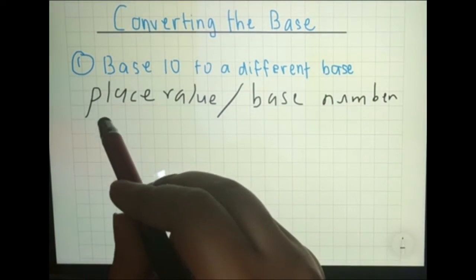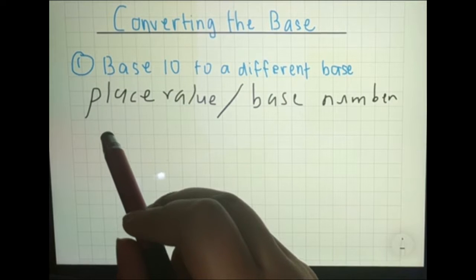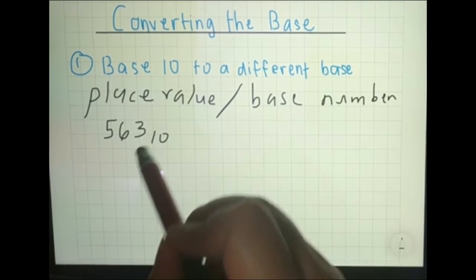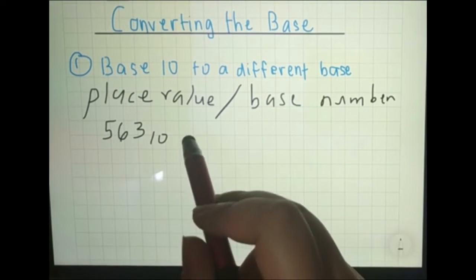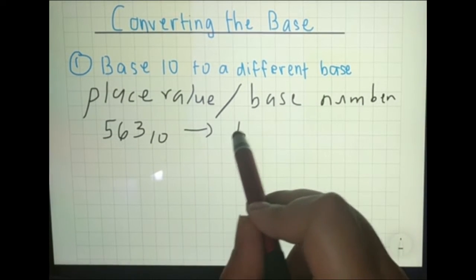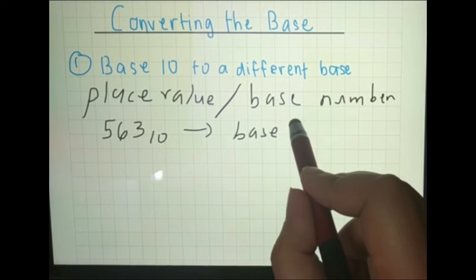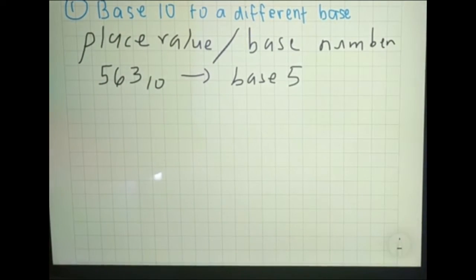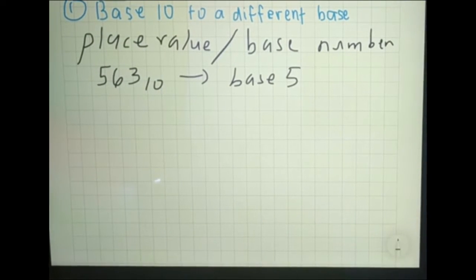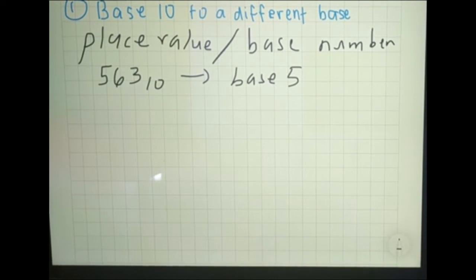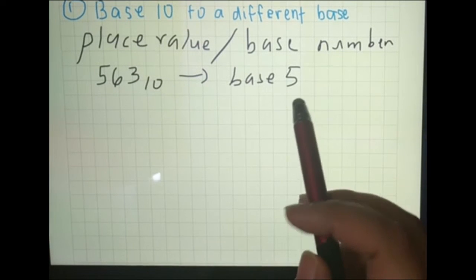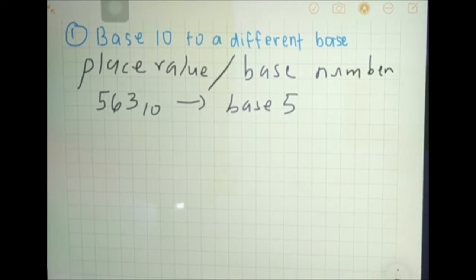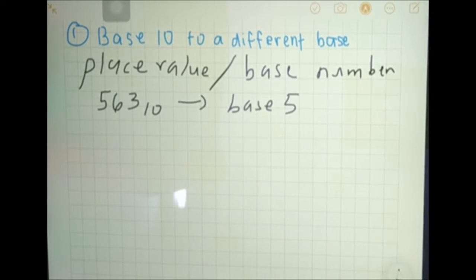I'll give an example of a number in base 10. So 563 base 10, I want to convert it to base 5. First I'll divide it with the place value, then I will show you how to divide it with the base number. So place value, the first thing we have to do is write the place value of base 5.